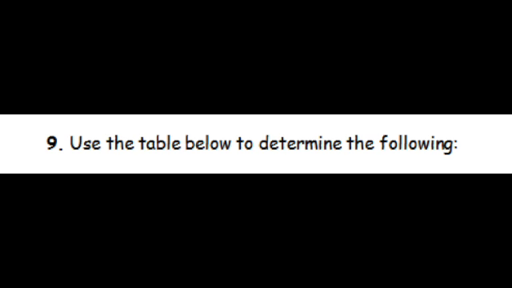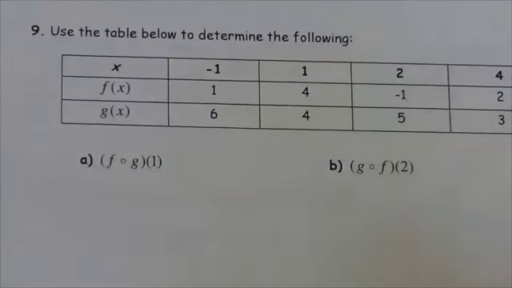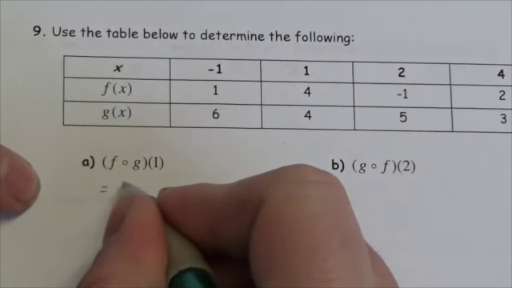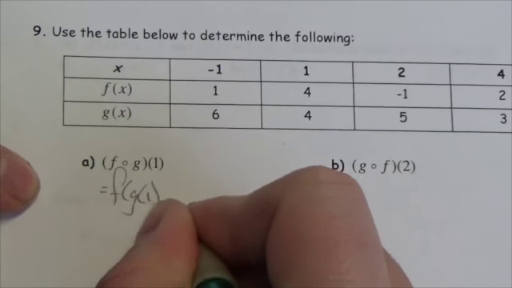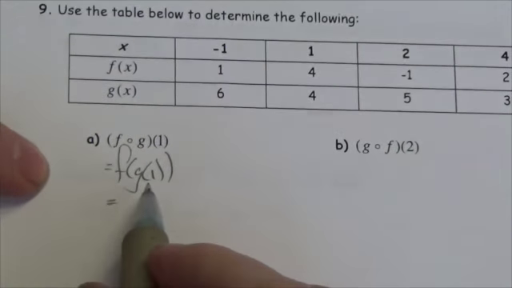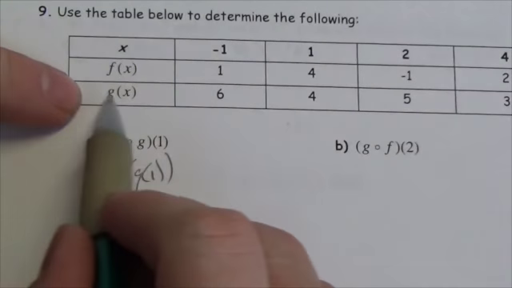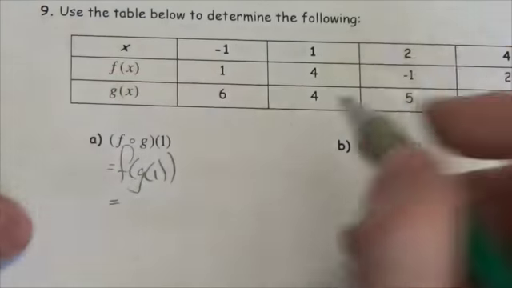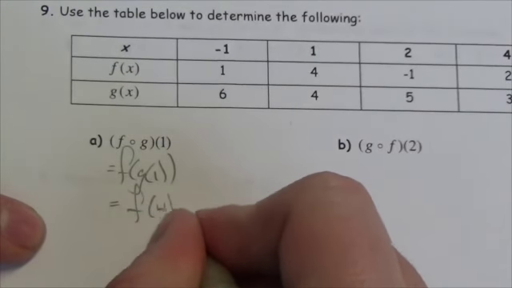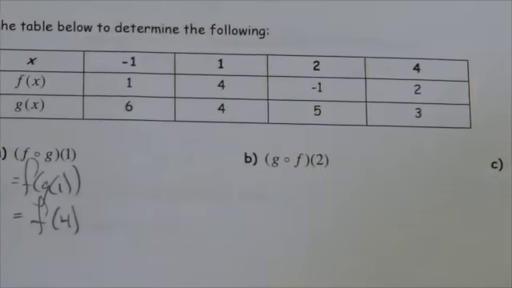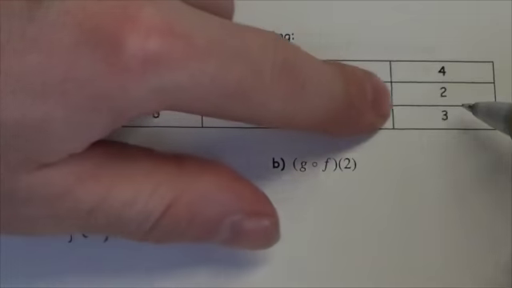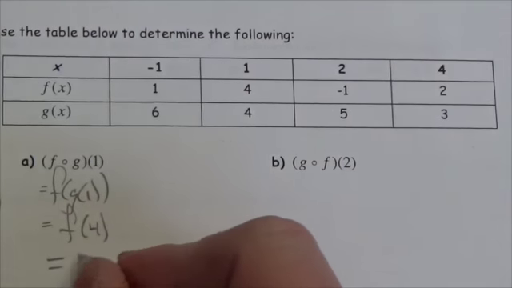Use the table below to determine the following. All right, so we're going to end with just using a table of values here to determine a composition of functions. So this first one here looks like this. This is f of g of 1. So we're going to work our way out. g of 1. So here's g. This is the g row here. g of 1, when x is 1, g is 4. So this is going to be the same as f of 4. So I go to my table, I go over to where x is 4, where the input is 4, f of 4 is 2. So this is going to equal 2.